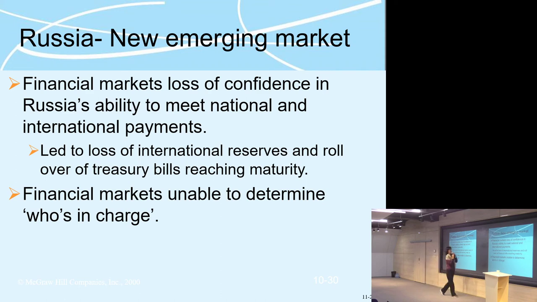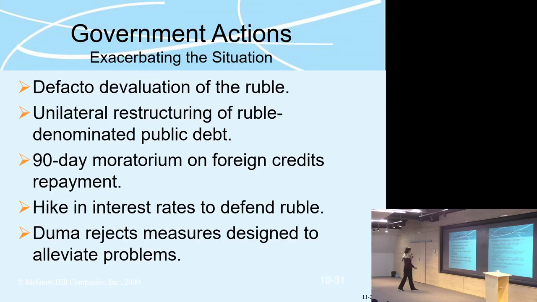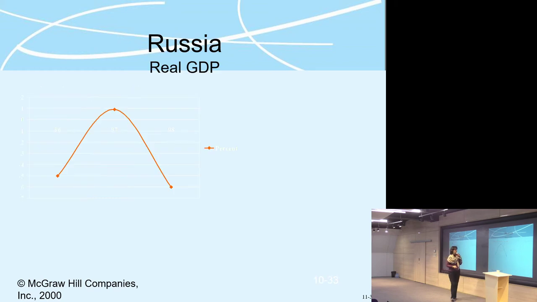And this is what this line is basically saying, that at one point financial markets were unable to determine who is in charge. They were thinking that it was the Russian government on the stock market. They were not quite sure whether those were private investors or the stock market on its own. But actually, Russia is going to default on its obligations and devalue the ruble. And this is that 90-day moratorium on foreign credit repayment, where they refuse to repay obligations. And then again, the Duma rejects the measures that would be designed to alleviate problems. Obviously, a lot of things were happening in such a short period of time.